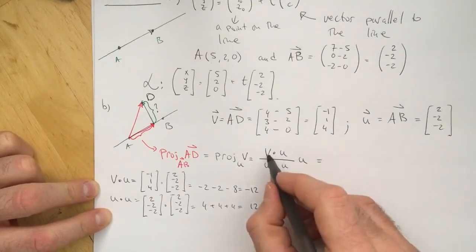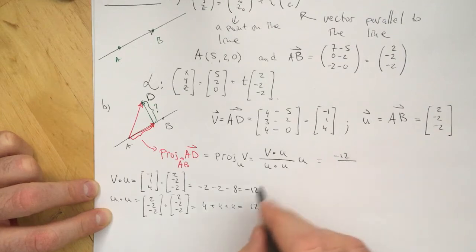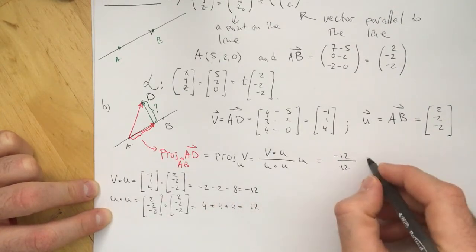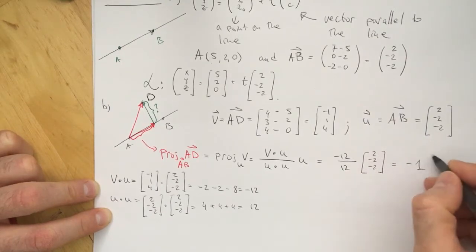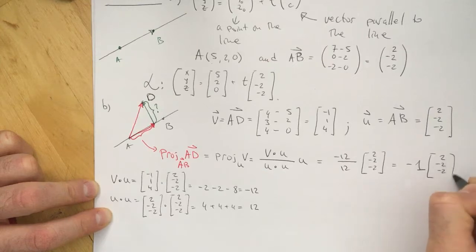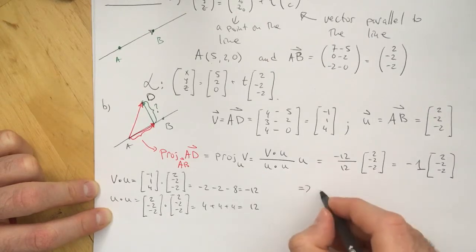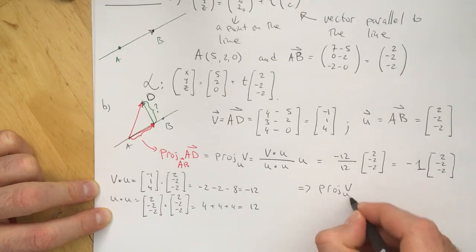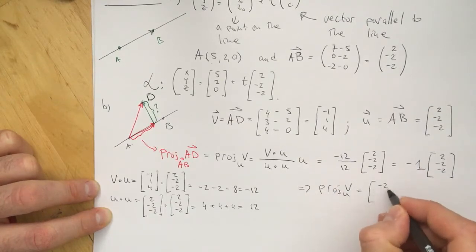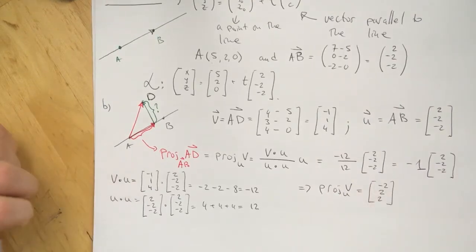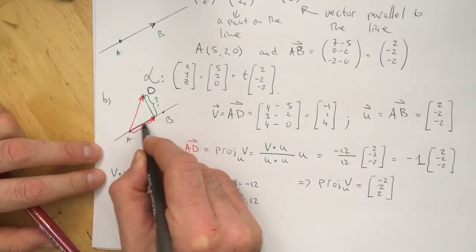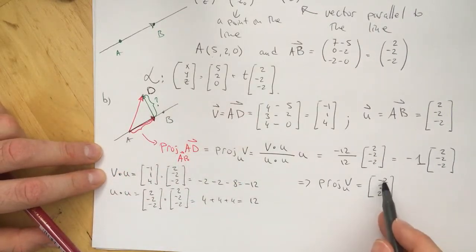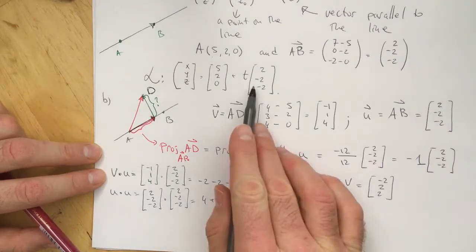Here we have V dot product U is negative 12 over U dot product U is 12, times the vector U, 2, negative 2, negative 2, which is equal to negative 1 times 2, negative 2, negative 2. This implies that the projection of V onto U is equal to the vector negative 2, 2, 2. That is this vector right here. As you can see, it is parallel to the line, as we expected.